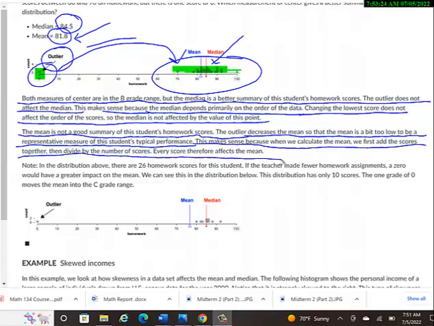Every score, therefore, affects the mean. But in this distribution above, there are 26 homework scores for the student. If the teacher made fewer homework assignments, a 0 would have a greater impact on the mean. So it kind of depends.